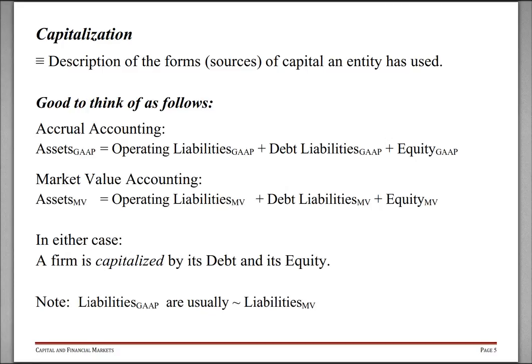In either case, however, we say that a firm is capitalized by its debt and its equity, not its operating liabilities. Again, the operating liabilities are commitments to pay cash in the future related to its day-to-day operations. So things like electric bills, paying for gasoline, paying for heating oil in their buildings, that sort of stuff. Also, quick note that liabilities as measured by financial accounting are usually exactly the same as liabilities as we would measure at market value.